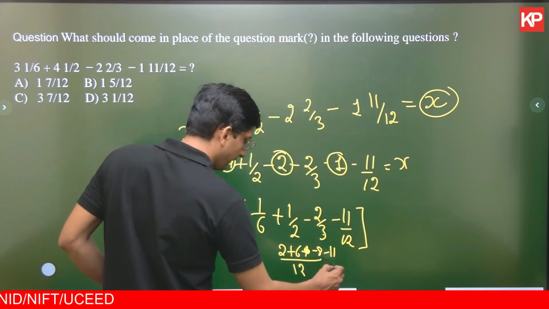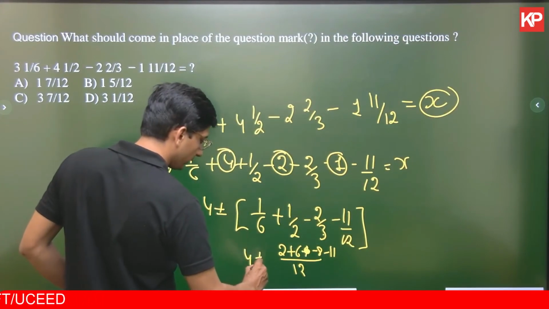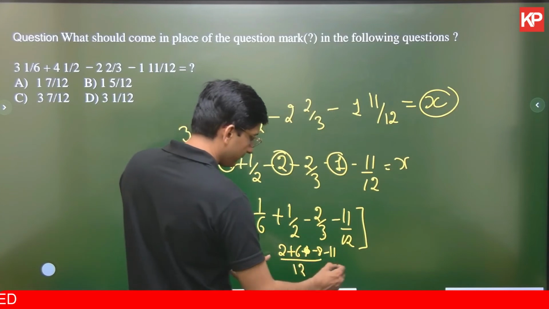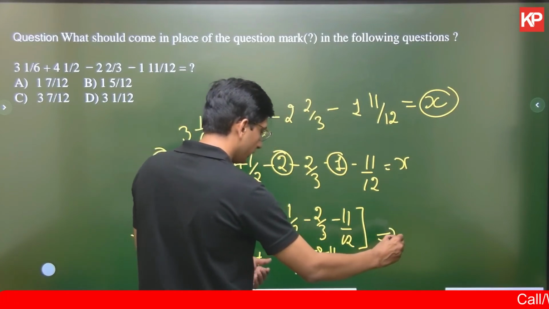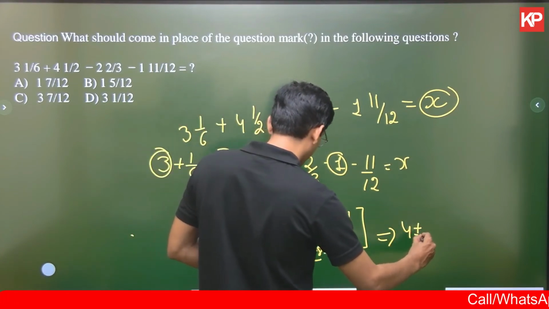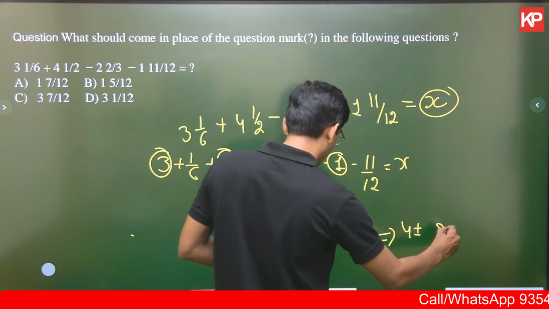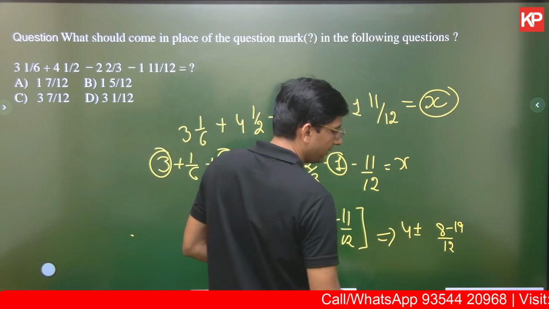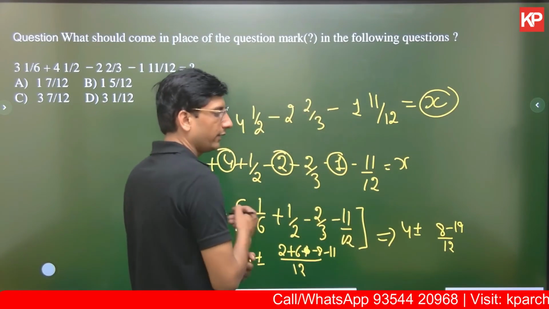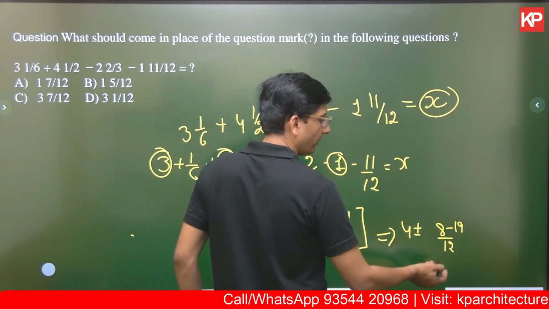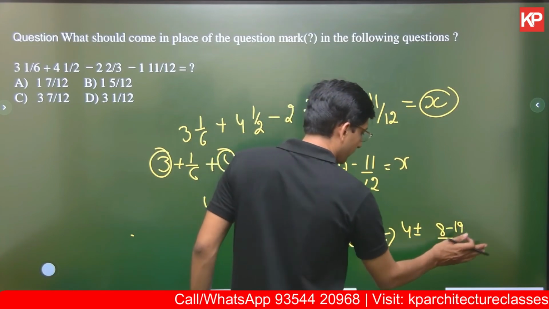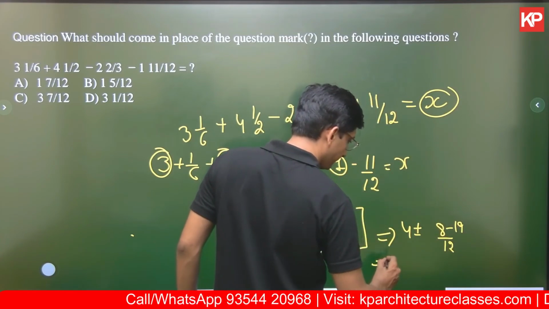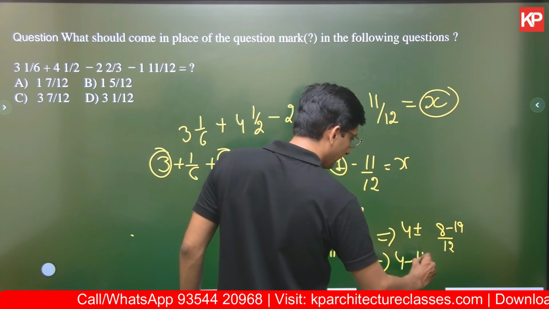Let me solve this separately for you. So it will be 4 plus, and this is 8 minus 19 divided by 12. So 8 minus 19 is minus 11 by 12. So now the final answer is 4 minus 11 by 12.